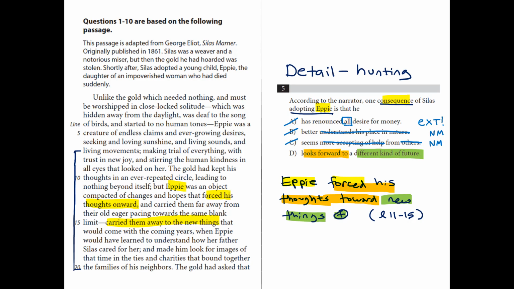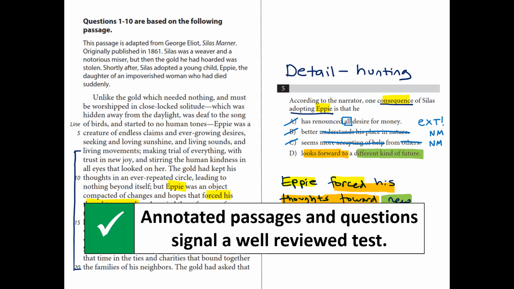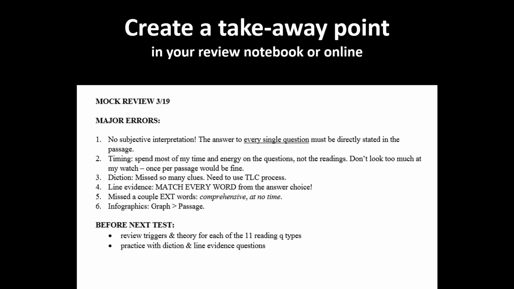And now zooming out at the whole process of reading and solving the question, we can see that this is what good review notes look like. A fully annotated passage and annotated questions. It's signaling a very well reviewed test. And after I do that for the whole test, what I like to do is create a takeaway point in my review notebook or online that maybe looks something like this. I would put the date at the top and maybe some of my major errors, notes to self, and then a couple things about what I should do before my next exam.